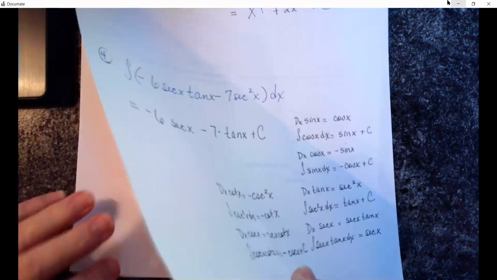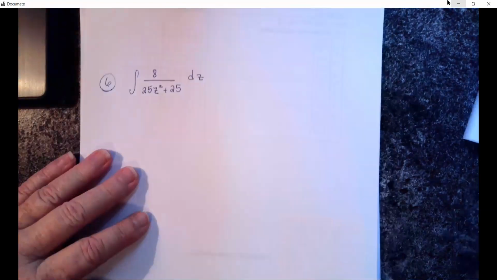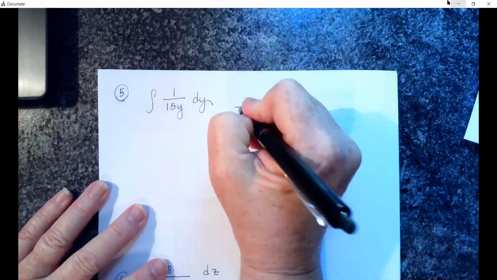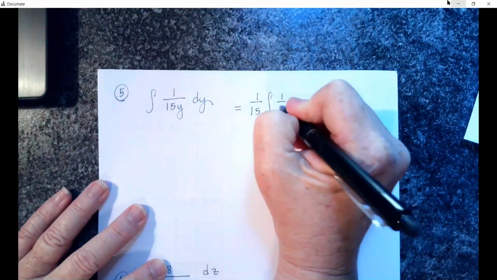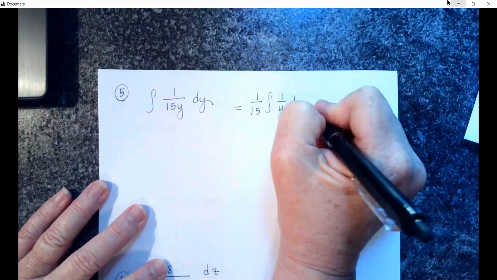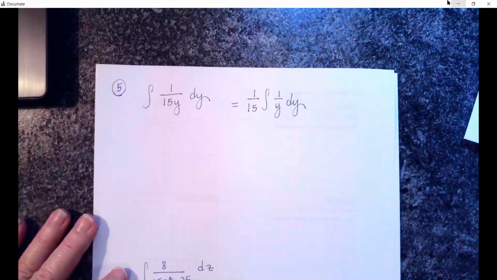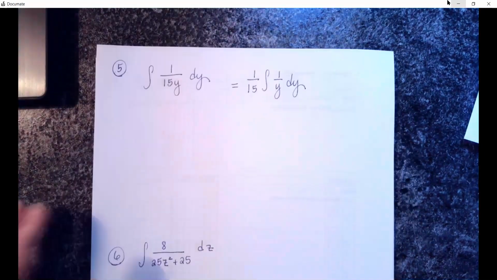All right. What about this guy? Now remember, could I rewrite this as 1 over 15 times the integral of 1 over y dy? Is that fair to do?